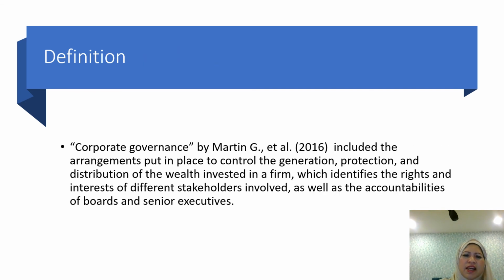So these are some of the underlying theories used over the years by previous researchers. And let's define corporate governance. Martin, 2016, included corporate governance as the arrangements put in place to control the generation, protection, and distribution of the wealth invested in the firm, which identifies the rights and interests of different stakeholders involved, as well as the accountabilities of boards and senior executives.